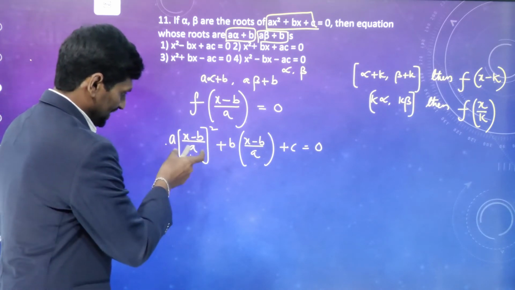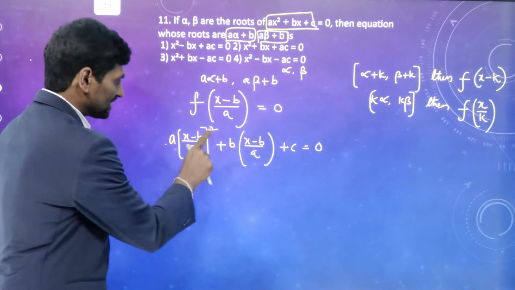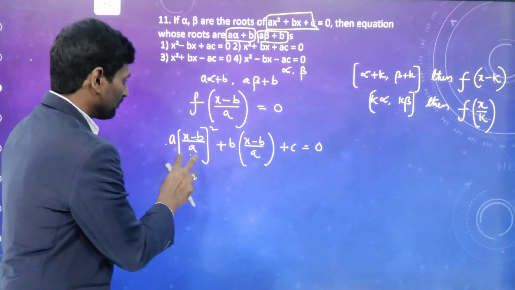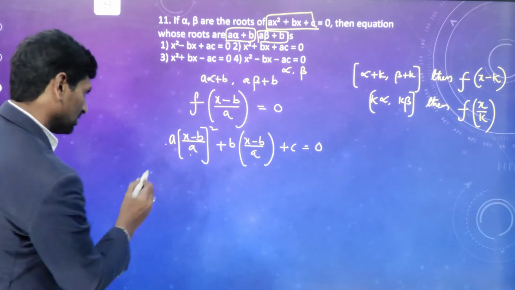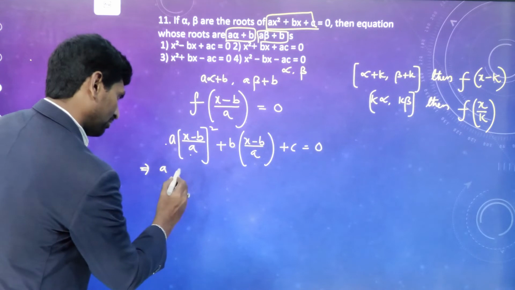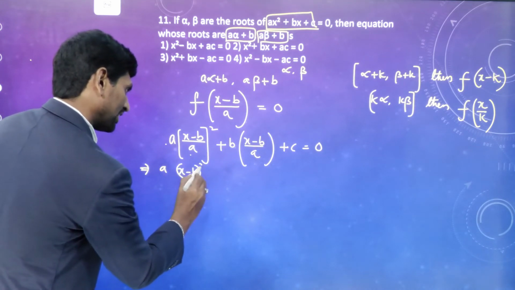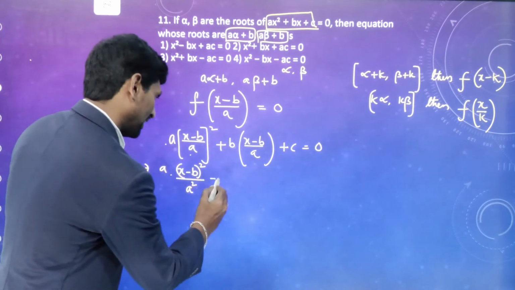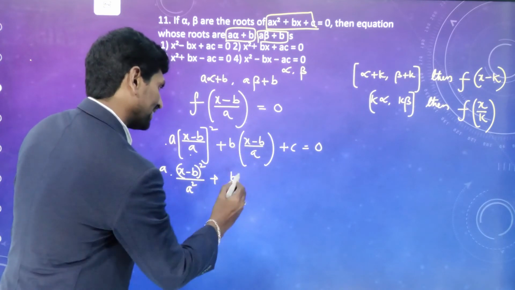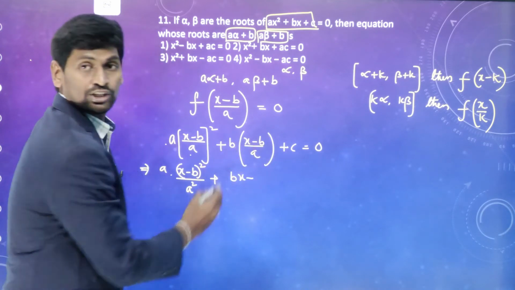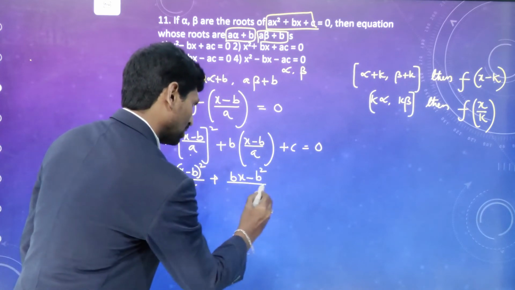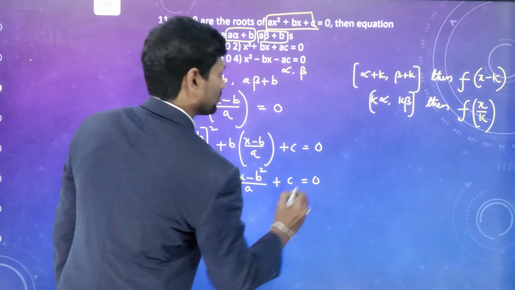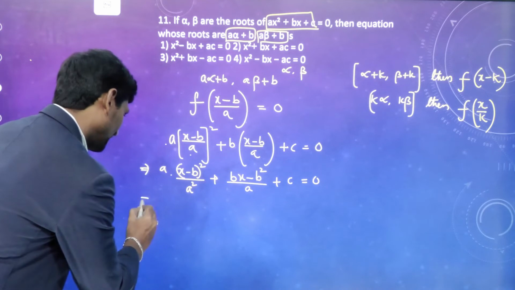No, because first we have to find the value of bracket. That means it indicates a square number. That means it is not a, it is a square. The square should be applicable for both numerator and denominator. Let us simplify. A into, I am writing separately, numerator square x minus b whole square and denominator a square. Okay, plus b into x, bx minus b into b square whole divided by a, like distributive property, and c equals to 0. Let us simplify.